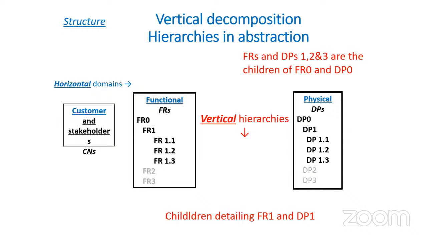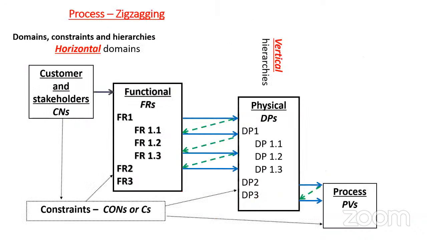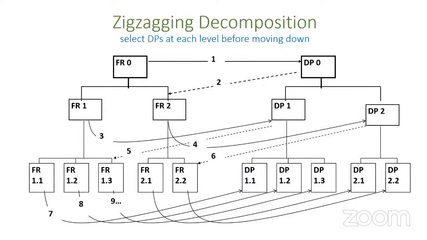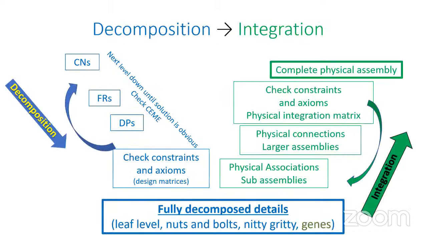So anyways, here's sort of a summary. We've got horizontal domains, we have vertical hierarchies and detail. And we've got children at each level. So these are children detailing FR1, this would be 1.1, and so forth. And we do zigzagging, first the function, then the physical part, function, physical, and keep going, satisfying the customer needs. So here's another way of looking at it. So different structures, and then decompose.